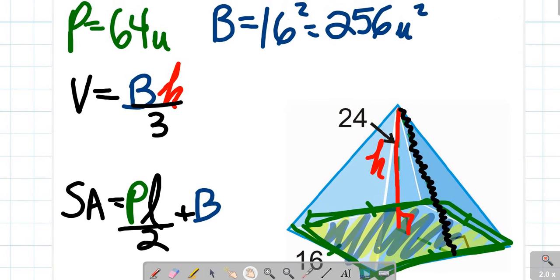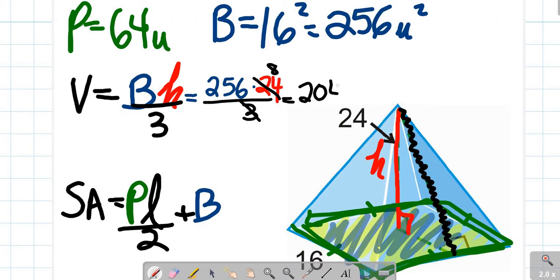So this one, we already have your base. Your base is 256 times your true height, which is 24 over 3. I'm going to take the 3 into the 24. That's 8. So I'm doing 256 times 8. And our volume here is going to be 2,048 units cubed, because volume is cubed.